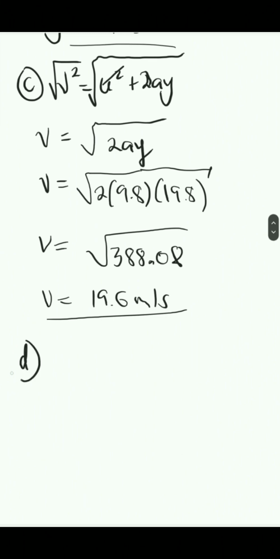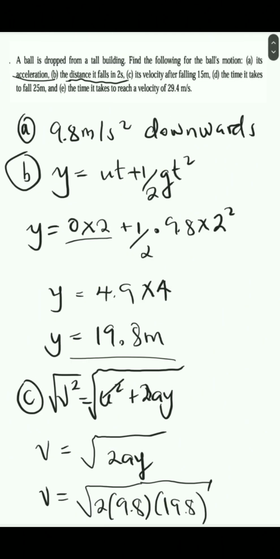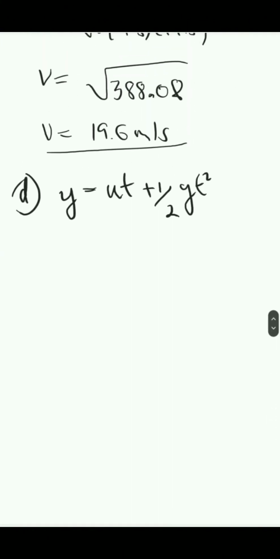Now coming to D, we're supposed to find the time when the distance is simply 25. So we still use the same equation, which is ut plus half gt squared. Okay, so now where there's y, we put 25 meters. Want to know what time it is. Our initial speed is 0. So we just get half to multiply with 9.8, then times t squared, the one we're looking for.